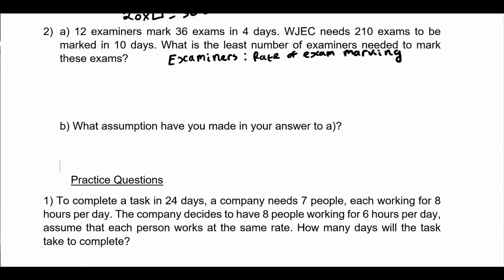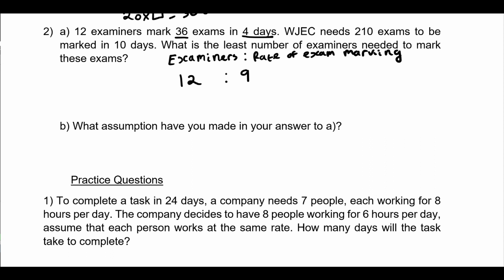So firstly, I have 12 examiners, and they are marking 36 exams in 4 days. So the rate at which they work is 36 exams divided by 4 days. So I can say the ratio is 12 to 9. So basically, 12 examiners mark 9 exams per day. But WJEC needs 210 exams marked in 10 days. What is the least number of examiners needed to mark these exams?